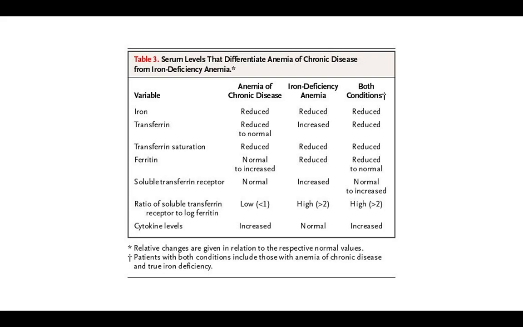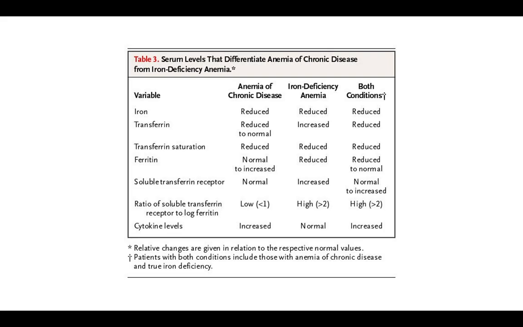Iron stores are not depleted. We have a sufficient amount of iron, but this iron cannot be utilized for erythropoiesis. This is, in a way, a protective mechanism against bacterial infection, because microorganisms require iron for growth, and so suppressing iron levels gives protection against infections for those patients.